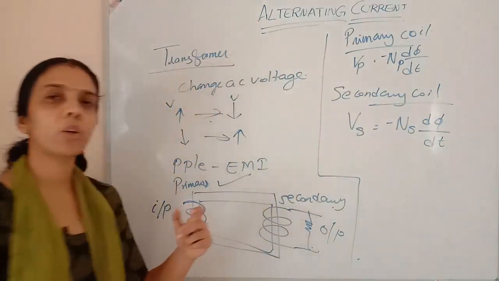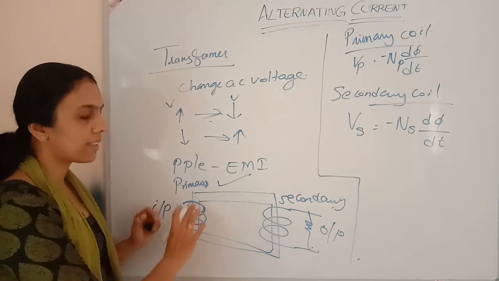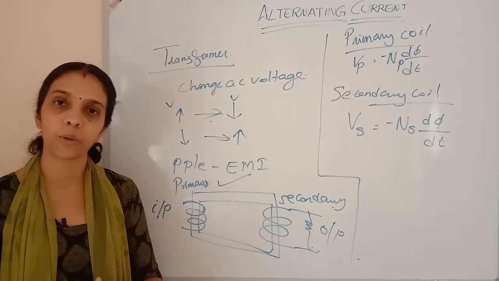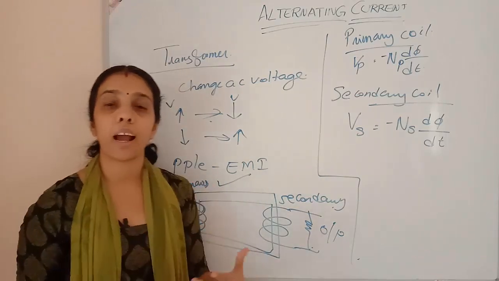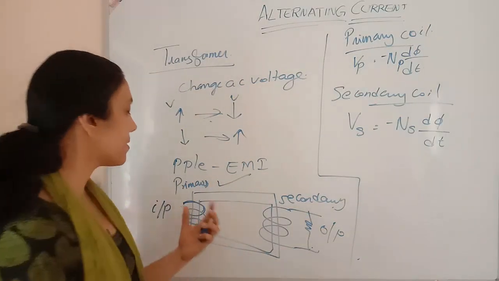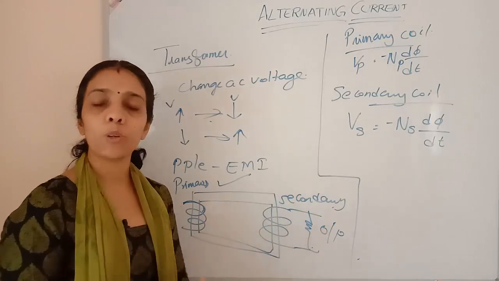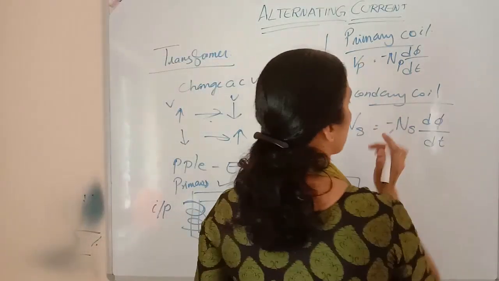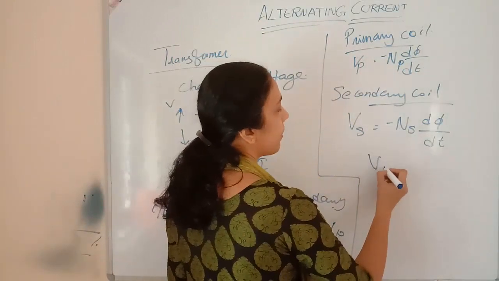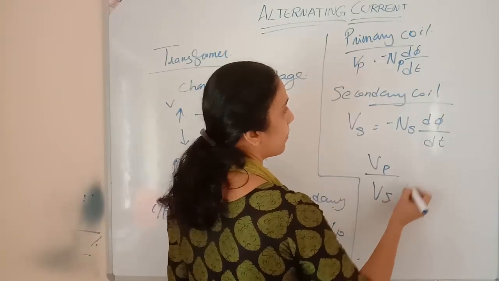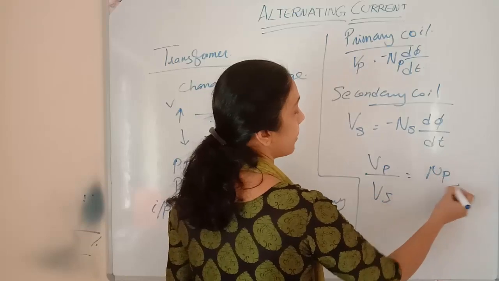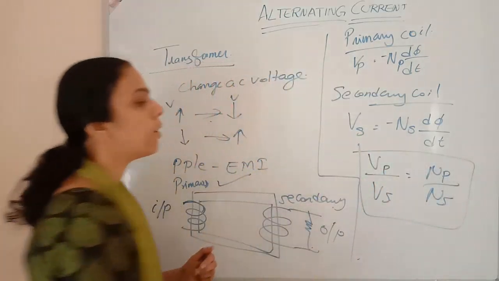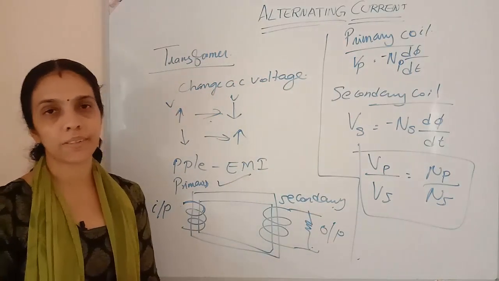The same flux passes through both, and practically we can't consider the resistance of the circuit as zero, but in the ideal case the resistance of the coil is considered almost negligible. Now we can divide Vp and Vs. Vp by Vs is equal to Np by Ns. So this is the equation connecting the voltage and the number of turns of the coil.